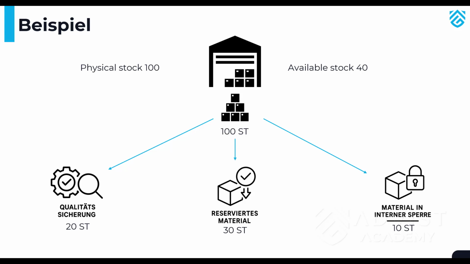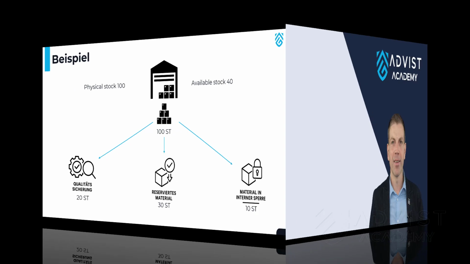In summary, physical stock reflects the total quantity present in the warehouse, while available stock shows the quantity that can actually be used. Anyone working with EWM should always keep this difference in mind, especially when planning goods issues or committing to delivery quantities. The Warehouse Management Monitor displays both stock types side by side and enables a quick analysis.